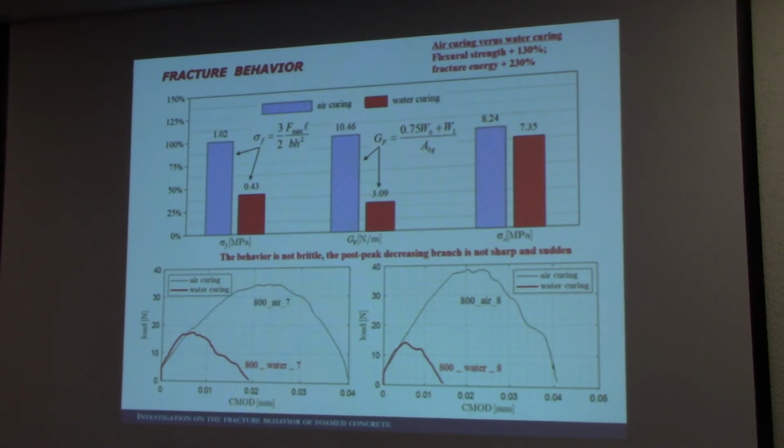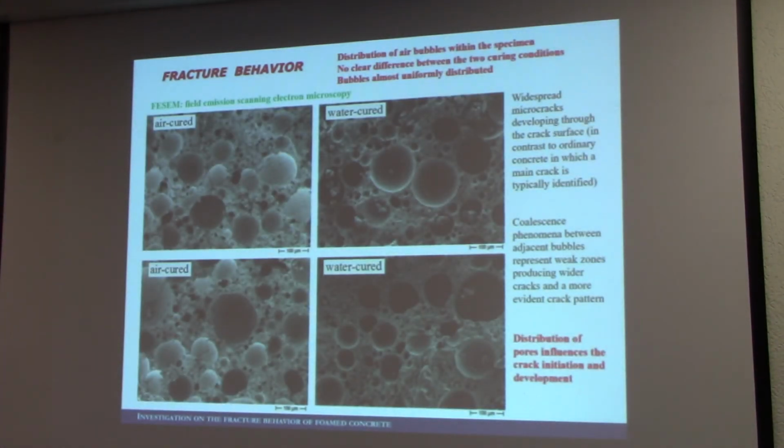One encouraging thing is that the behavior exhibited a significant post-elastic branch, which confirms that the behavior is not brittle and can be enhanced and improved by the introduction of, for example, fibers, as we did in our previous investigation. And we tried to explain this different behavior in the two curing conditions, and we took some images with field emission scanning electron microscopy. Images taken across the crack surface, where the crack started and developed.